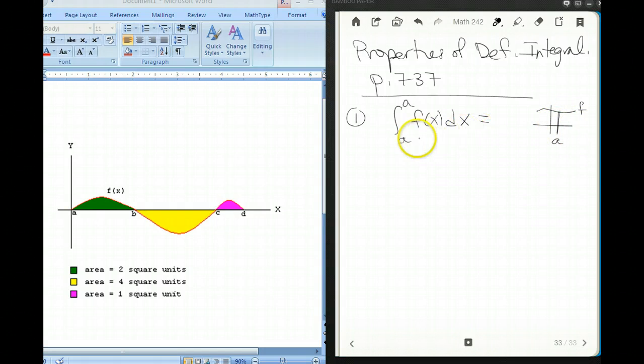No, you did not. So what that means is we didn't accumulate any area. So that definite integral right there has to be 0 because you didn't go anywhere, right? You started at A, stopped at A, you didn't accumulate any area. So anytime the limits of integration match, the integral is always 0. All right. Second property is something that you've seen before with indefinite integrals.